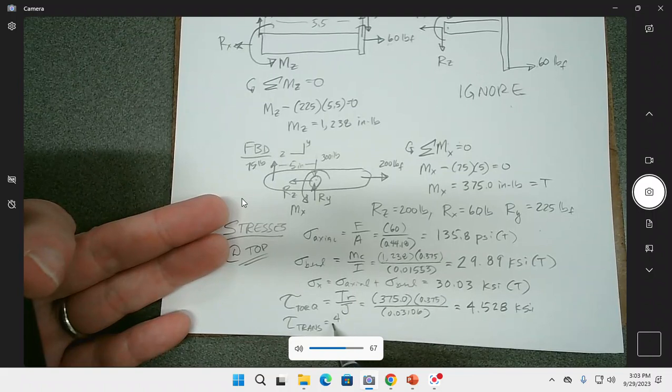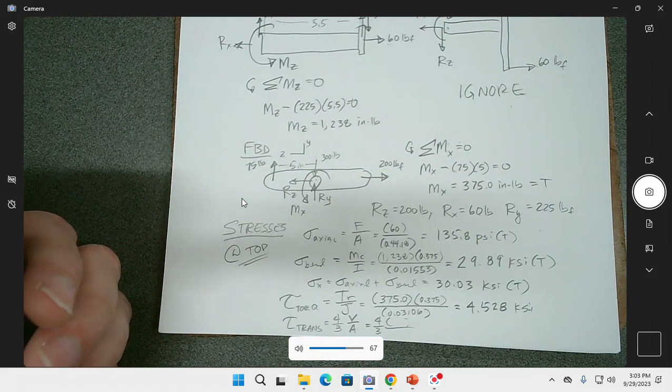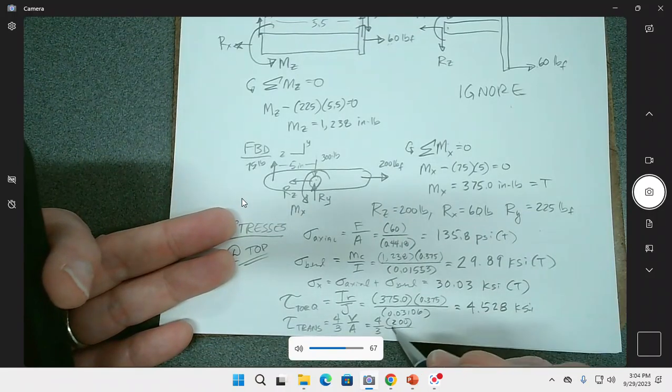which we know is going to be 4/3 V over A. I like to go V, but you could put an F if you want, I don't care. So 4/3, and now here's the important thing: what force causes transverse shear at that top element? 200. I heard a 200. Anybody want to agree or disagree? You're going to agree? That's good because that's true. So you divide by 0.4418.